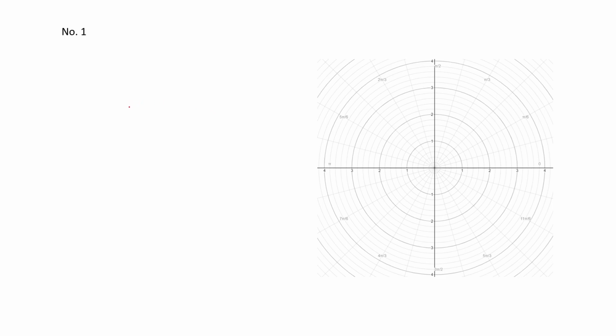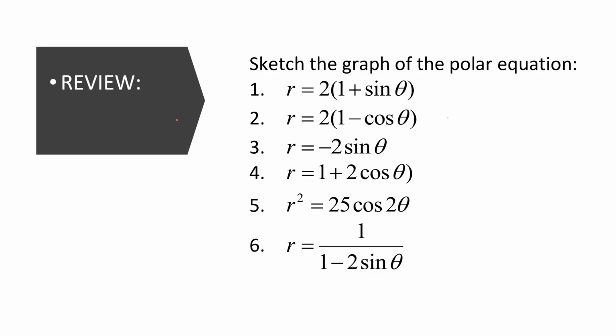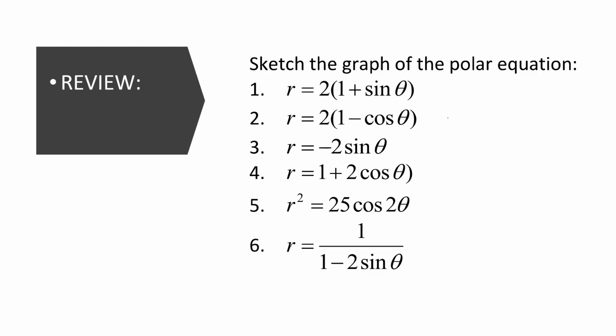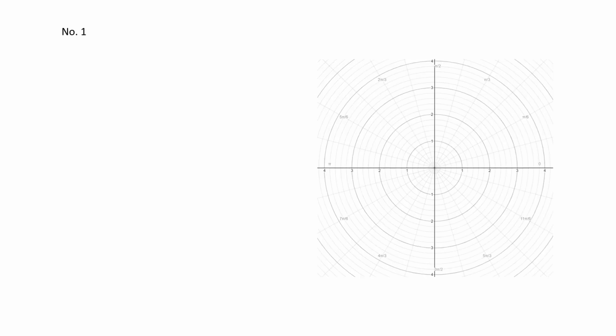Okay, so let's go to number one first. Let me write the equation first. R equals 2 times 1 plus sine theta. So number one, that's r equals 2 times (1 plus sine theta). Okay, so we're going to do this as easy as possible.